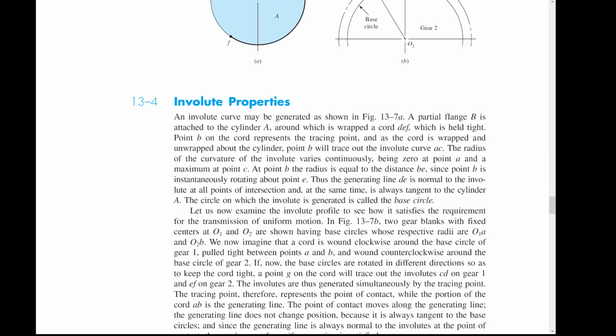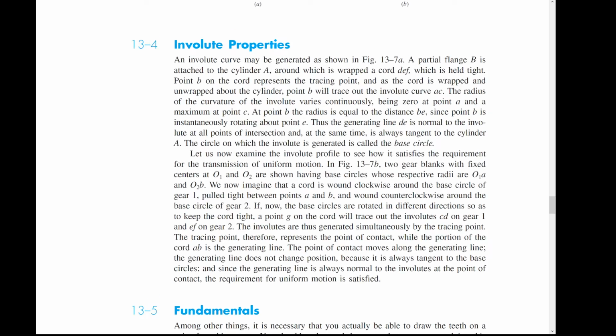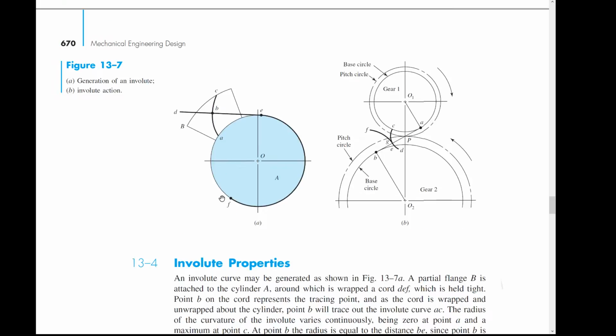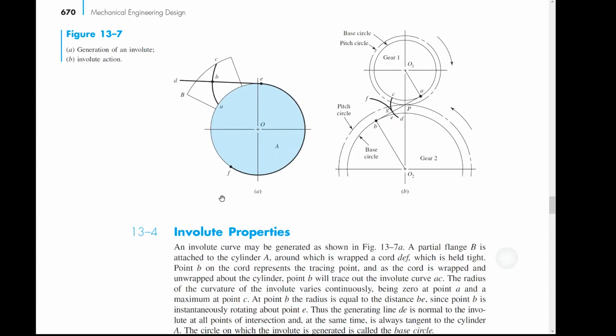13.4 Involute properties. An involute curve may be generated as shown in figure 13.7a. A partial flange B is attached to the cylinder A, around which is wrapped a cord DEF, which is held tight. Point B on the cord represents the tracing point. As the cord is wrapped, point B represents the tracing point.